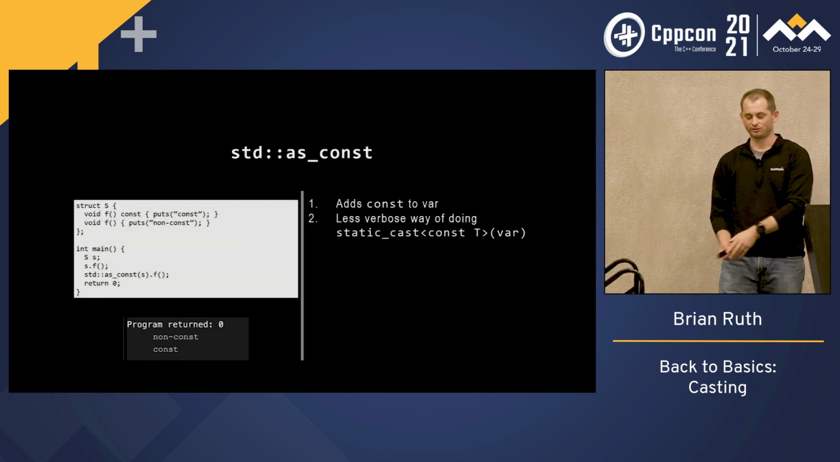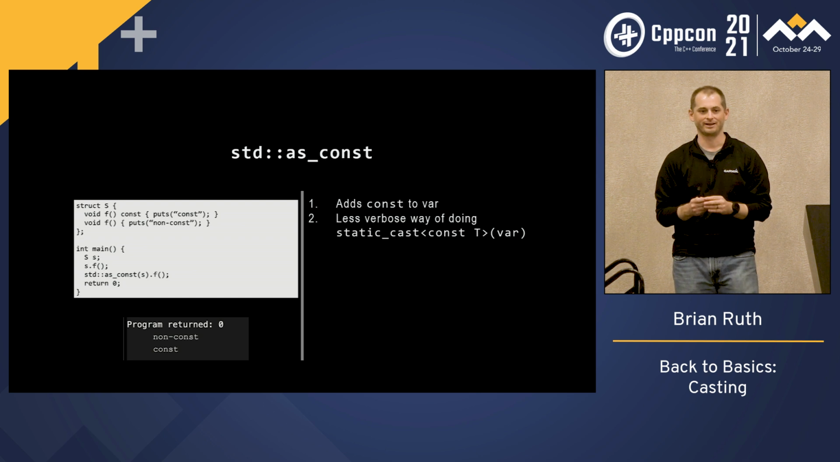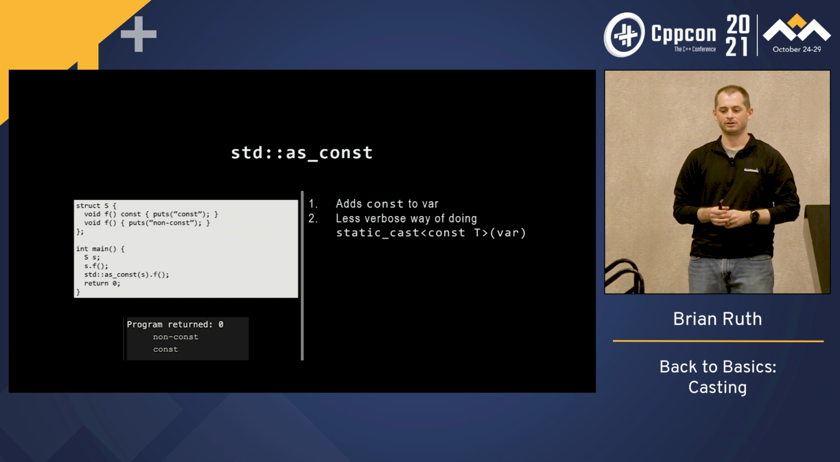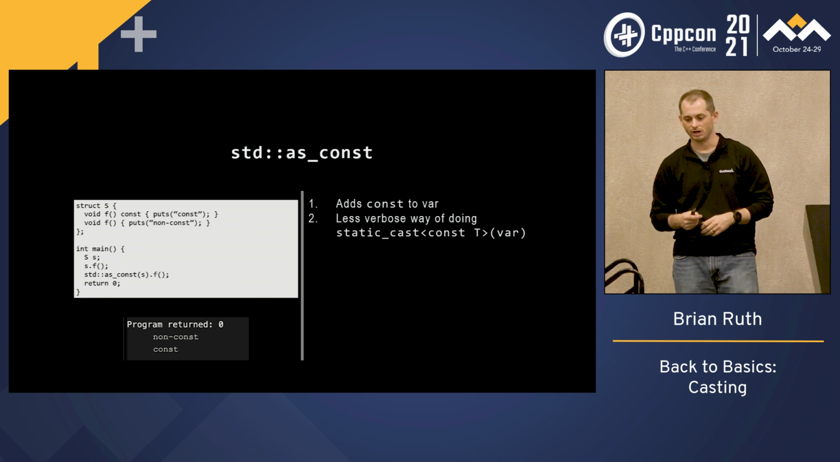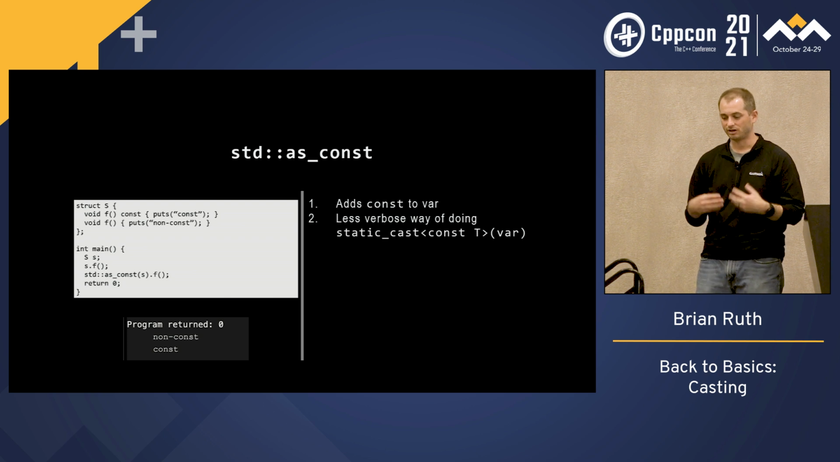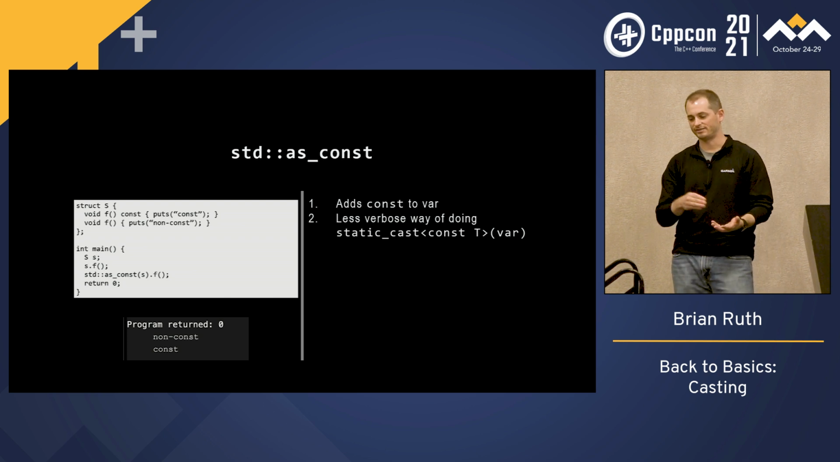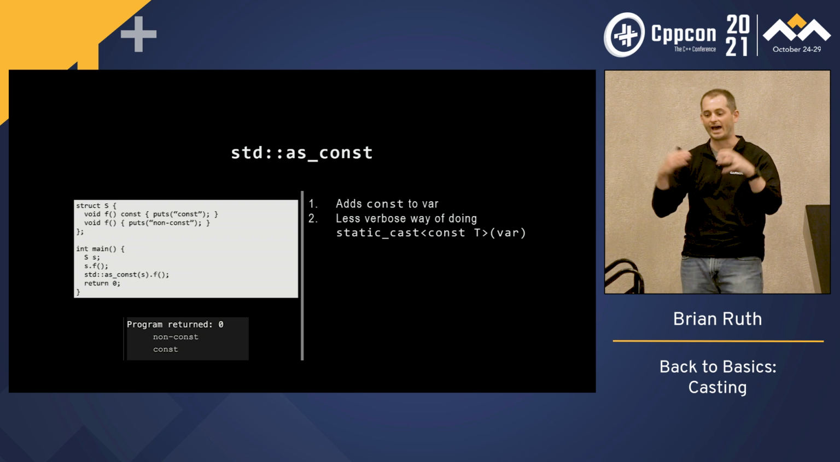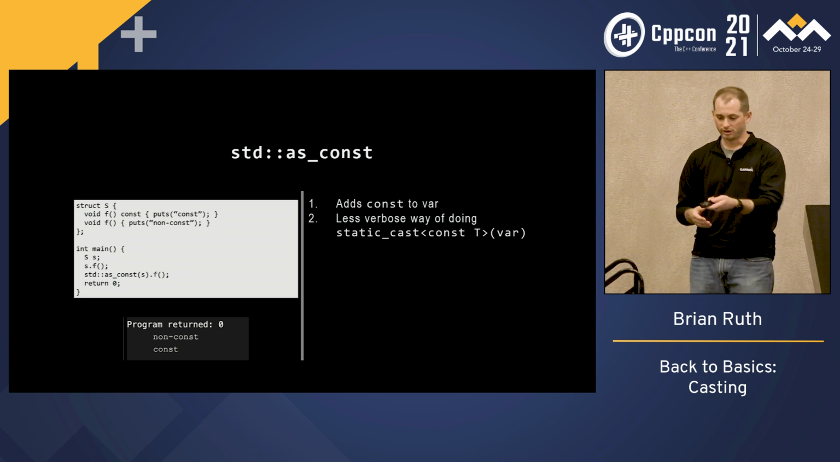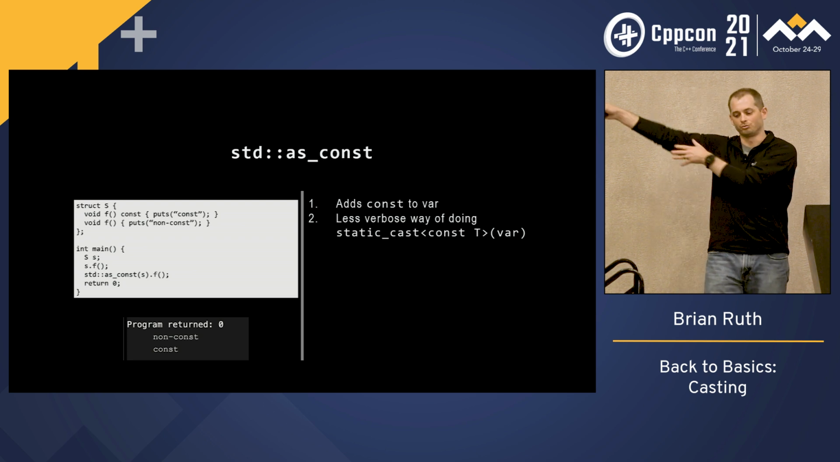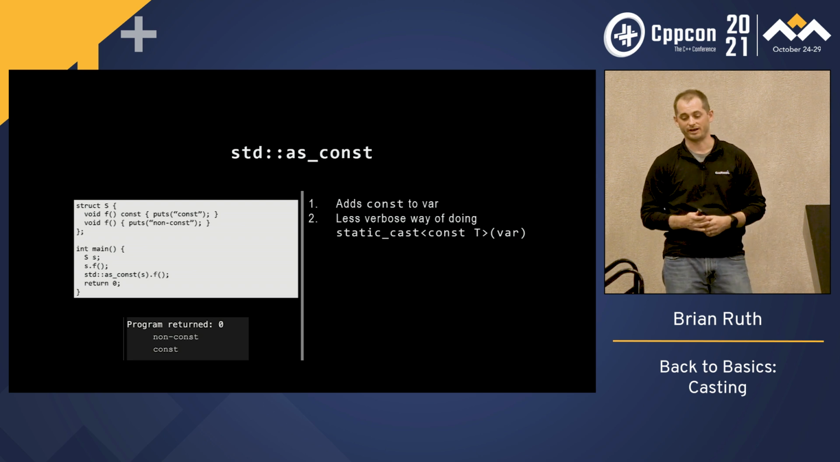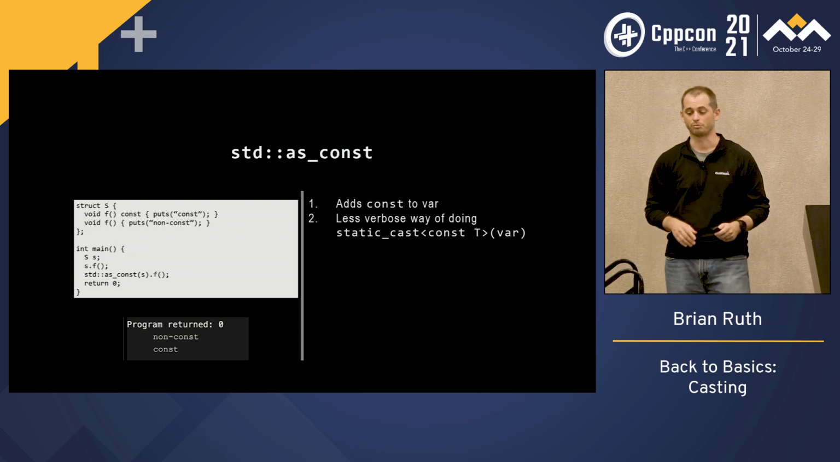As const. So remember back when we had that example of using the const version or the non-const version of our array indexer? You can do something like this instead. It's essentially a less verbose way of doing that static_cast<const T&> of variable, adding const to something. So here we've got our non-const s.f, and if we assume this was like a vector iterator, a really long type, it'd be a lot easier to say as_const, and it's going to do the appropriate thing.